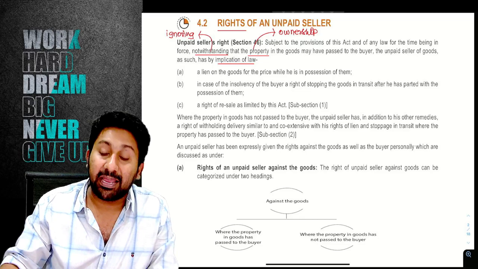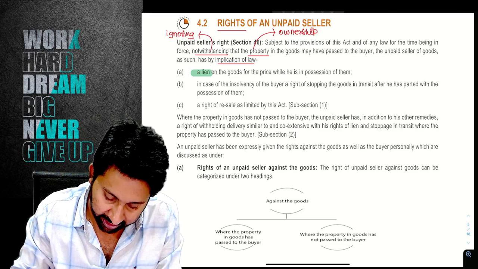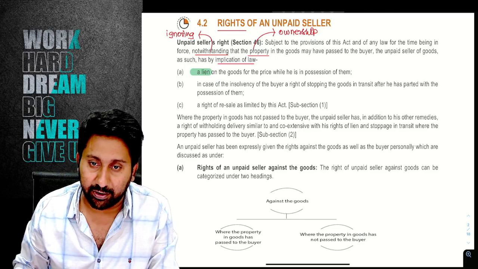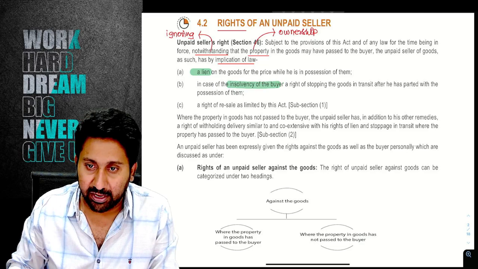Let us first read. He has a right of lien. What right does he have? He has a right of lien. Right number one. If the buyer is insolvent, who is insolvent? The buyer is insolvent. A right of stopping the goods in transit.